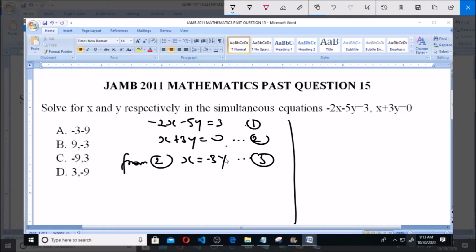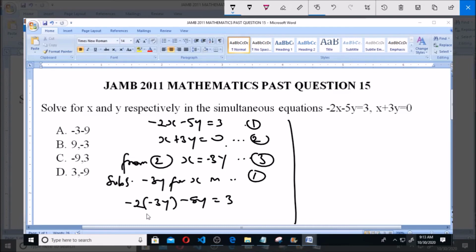Now since x is equal to -3y from equation 2, we can simply substitute -3y for x in equation 1. So therefore, wherever we see x in equation 1, we represent it as -3y. From equation 1, we have -2 multiplied by x, so that will be -2 times -3y, then minus 5y equal to 3. Opening this bracket, -2 times -3y will give us 6y. So we have 6y - 5y = 3.